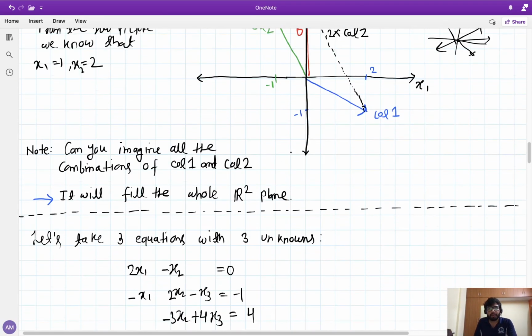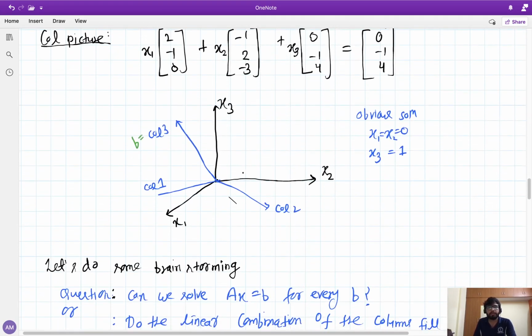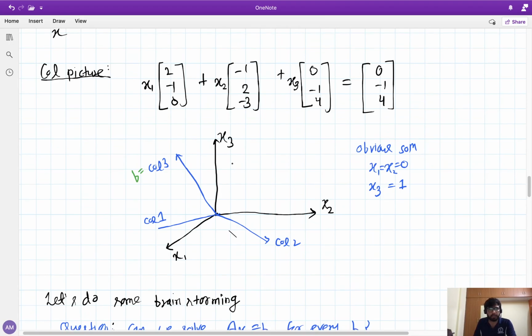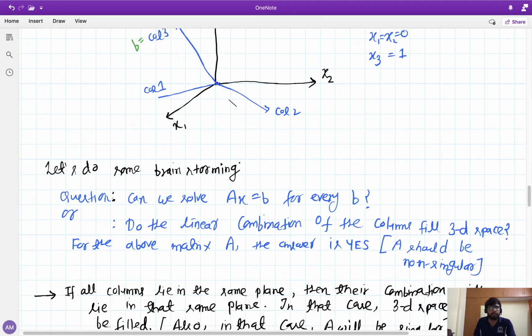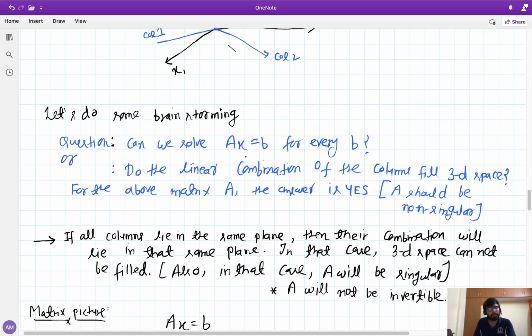So like we observed for 2D space, you can observe here for 3D space. So let's think about it deeply. Can we solve Ax equal to B for every B? You have to keep these questions in your mind. However, we will answer them very clearly in coming lectures, not now. Do the linear combinations of the columns fill the entire 3D space?